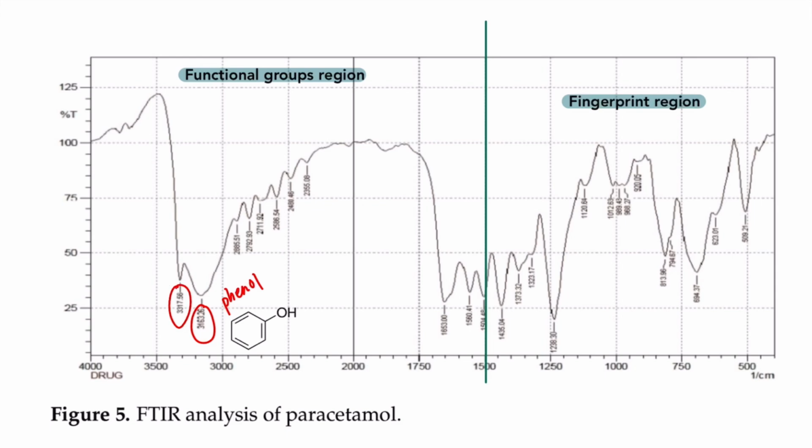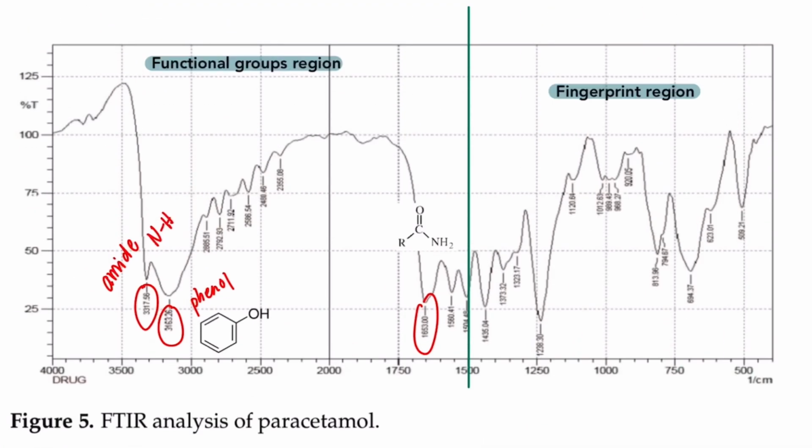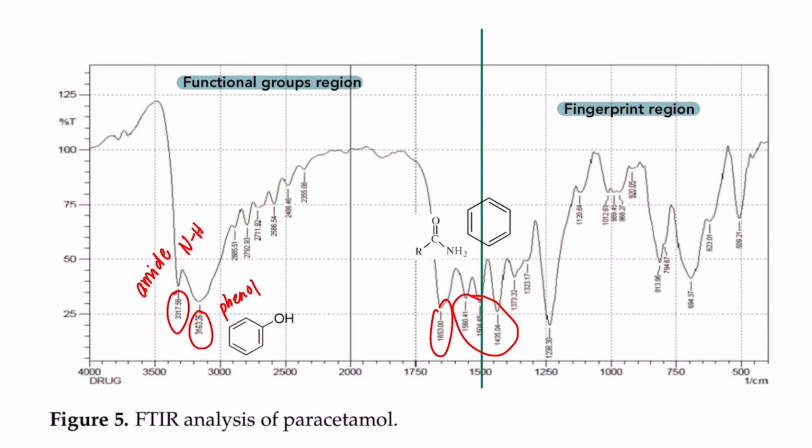Next, the peak around 3317.56 shows the functional group of the stretching amide, the single bond of NH. The peak around 1653 indicates the presence of the stretching amide, C double bond O. Paracetamol also contains an aromatic ring, which is indicated by these three wave numbers. The wave number that peaks at 1323.17 indicates the presence of the functional group for amide, a certain single bond of CN.